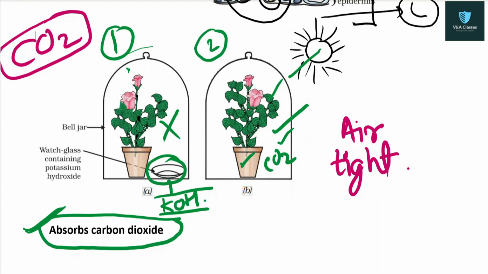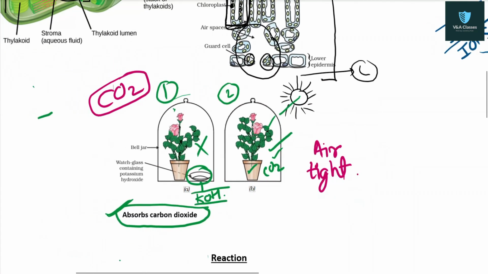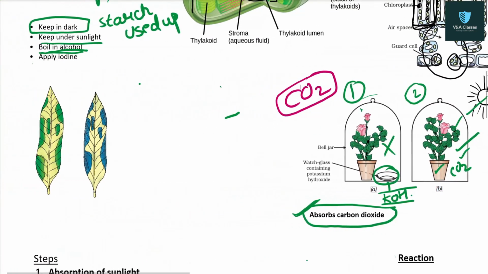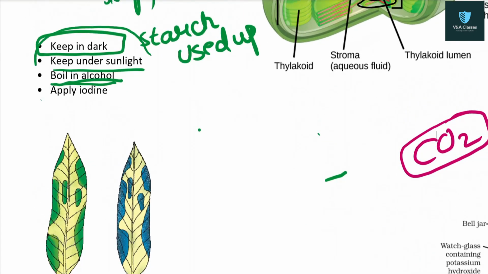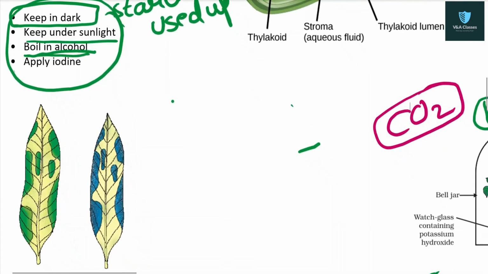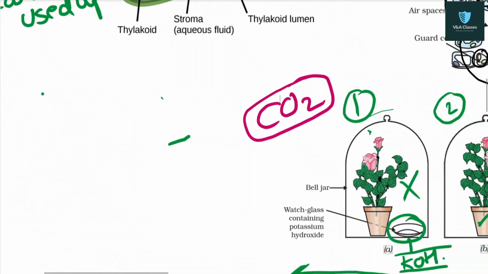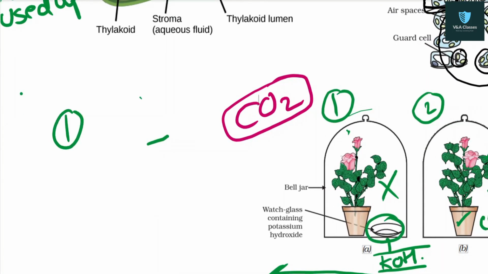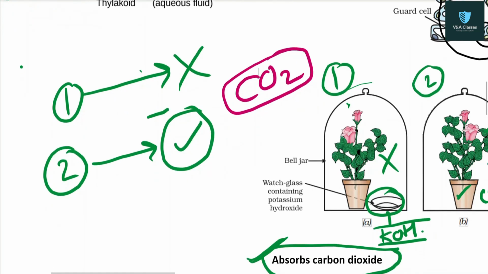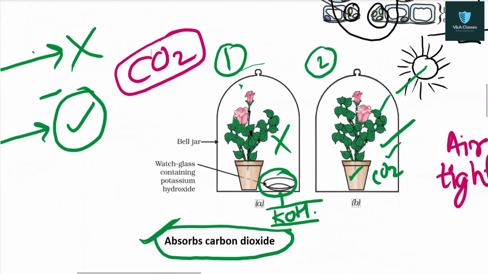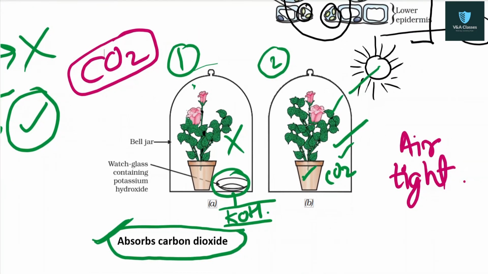So after some time, when we take one leaf from both the plants and subject these leaves to the same process, we will see that leaves of plant 1 will not get stained, whereas leaves from plant 2 will get stained with blue black color. Okay, so this tells about the importance of carbon dioxide for the process of photosynthesis.